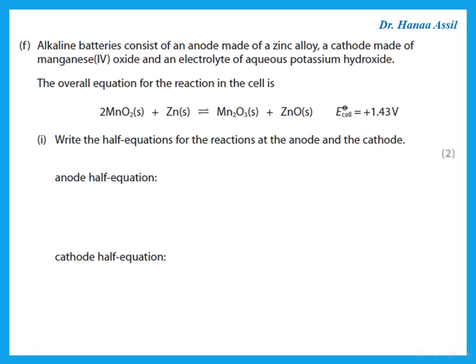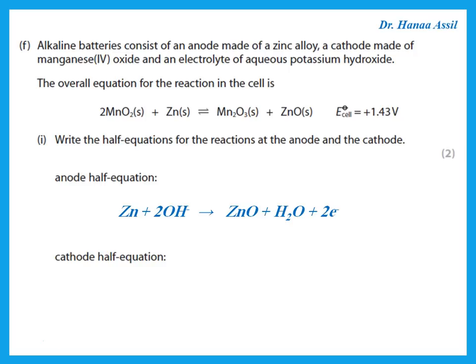Alkaline batteries consist of an anode made of a zinc alloy, a cathode made of manganese oxide, and an electrolyte of aqueous potassium hydroxide. And this is the overall equation. And he's saying write the half equations for the reactions at the anode and the cathode. Of course, the anode, that is where we have the oxidation. So that is the zinc to zinc oxide. And this is an alkaline solution, so we have OH minus, and we need to balance that with water on the other side. We have two negative charges before the arrow, so we need 2 electrons after the arrow.